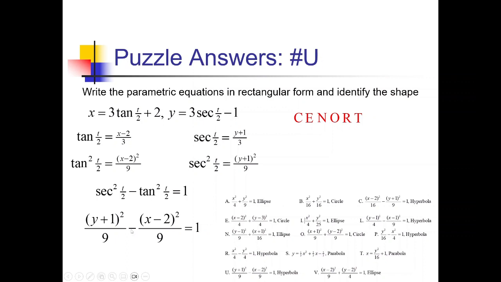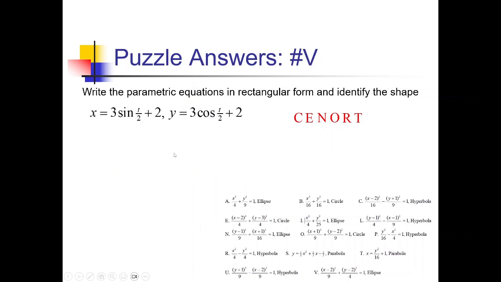Now, since I have subtraction and squared terms, that's a hyperbola. Looking at U, we've got y plus 1 squared over 9 minus x minus 2 squared over 9. That matches hyperbola. So U is correct, and we go on to the next problem.